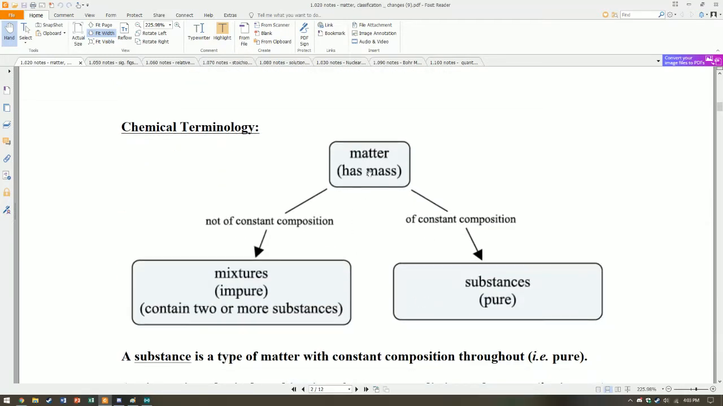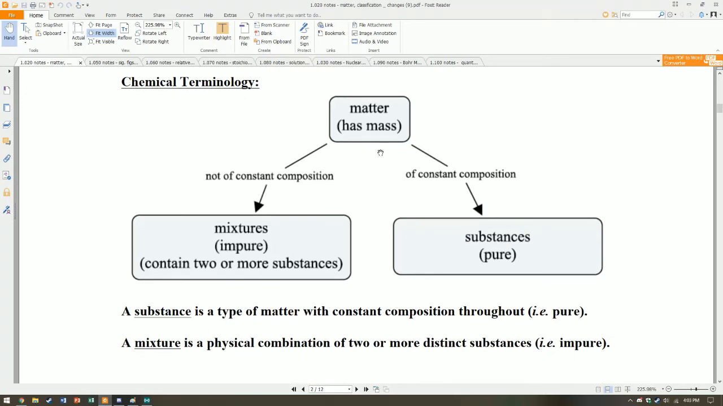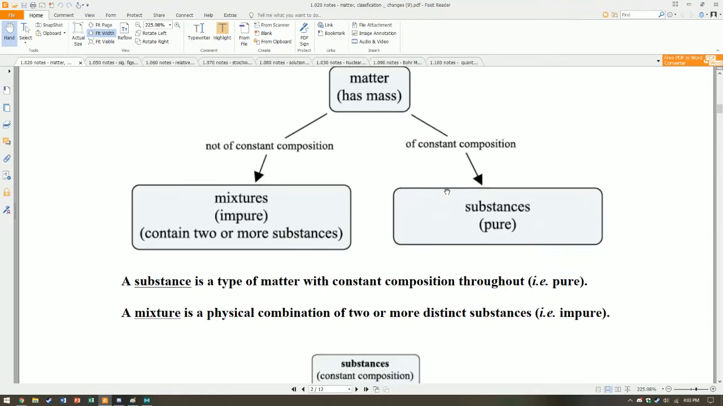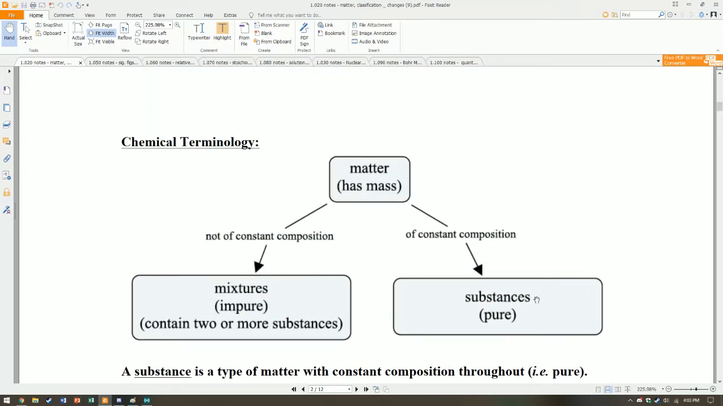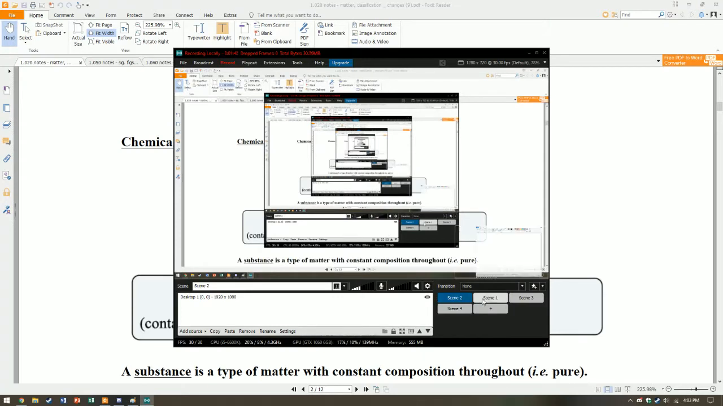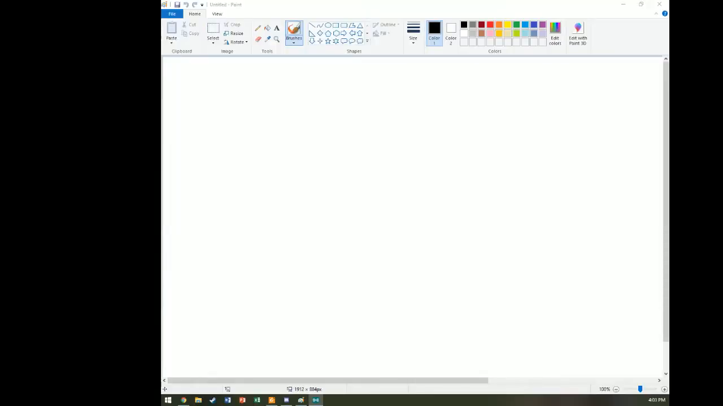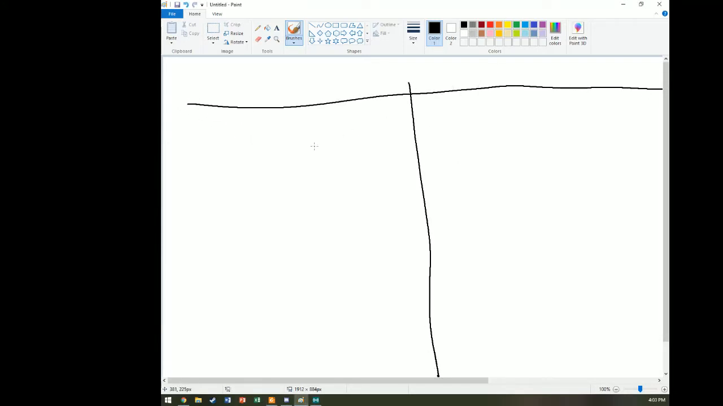So, we can divide matter into two things. We can divide it into something that doesn't have constant composition, so a mixture, or we could divide it into a pure substance, which does have constant composition. What do I mean by a constant or inconstant composition? If I show you on my second screen here, we're going to say the left has constant composition, whereas the right one doesn't. So this is a constant composition.